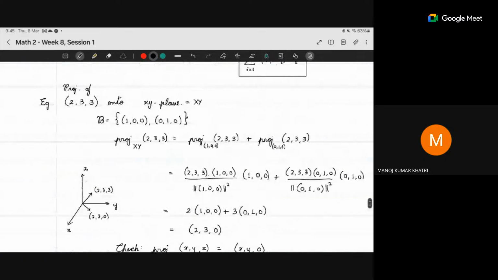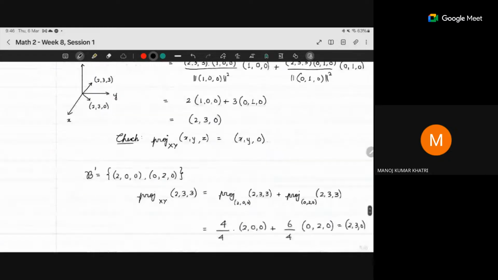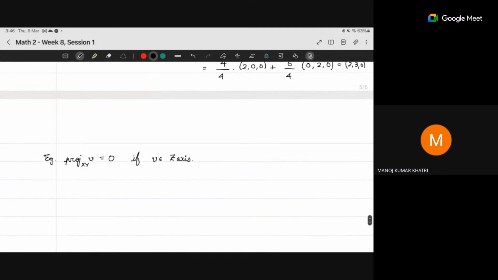I've just said that it is independent of the basis that you have chosen, that we demonstrated with an example. Even if you take 2,0,0 and 0,2,0 instead of 1,0,0 and 0,1,0 and use the appropriate formula, you'll get the same result. So this projection is not sensitive to what basis you choose, as is to be expected. And then the next thing I was going to discuss was that the projection of any vector on the z-axis is 0.